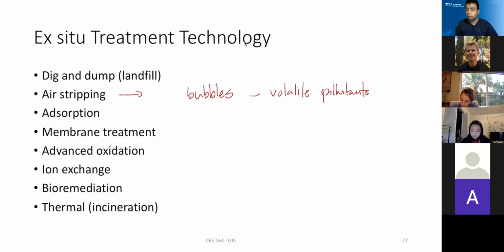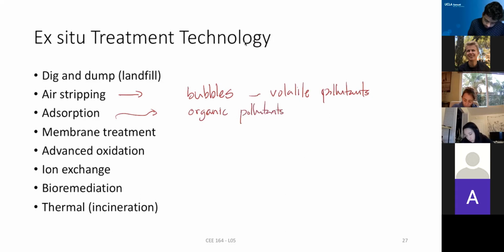Another ex-situ method is adsorption, which you already learned. If you have an activated carbon tank, you should be able to pump the polluted water through the activated carbon tank. So this usually works for organic pollutants or less water-soluble ones, because if it is water soluble, it doesn't adsorb that effectively.